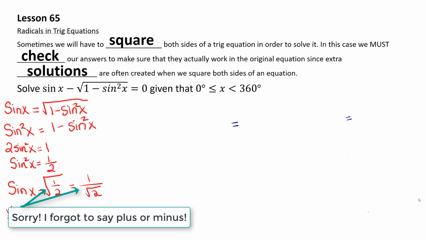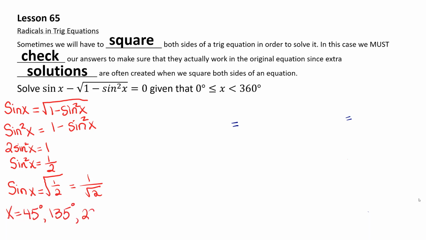And then we're going to need to use inverse sine to figure out what those angles are. What angles have a sine of 1 over the square root of 2? And we know that's all the angles that are 45 degrees. So 45, 135, 225, and 315. Those are all the angles between 0 and 360 that would have a sine of 1 over the square root of 2.